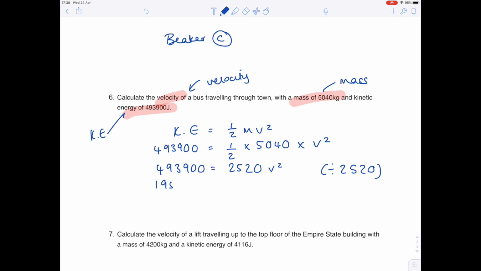To get 195.992. And then you need to square root to get v by itself. And that gives you 14.0 meters per second. And be careful with your units, it's velocity, which is why this is the correct answer to 3 sig fig.